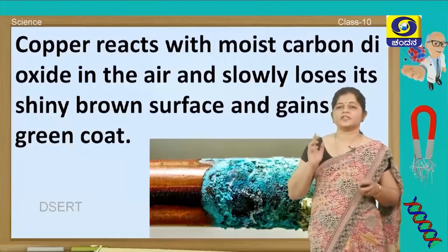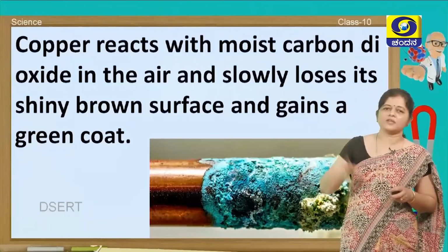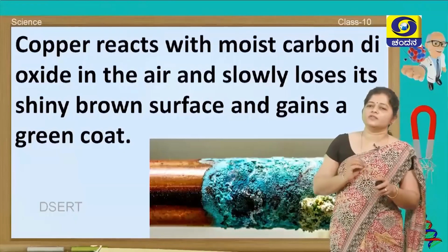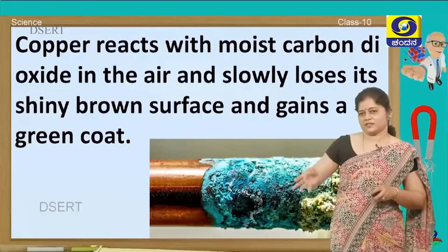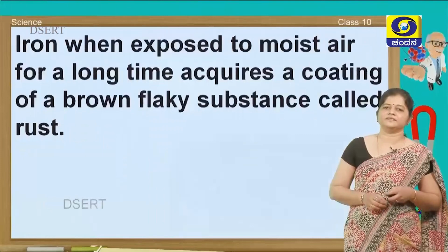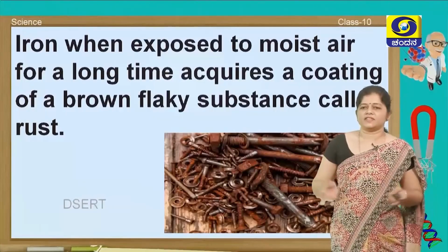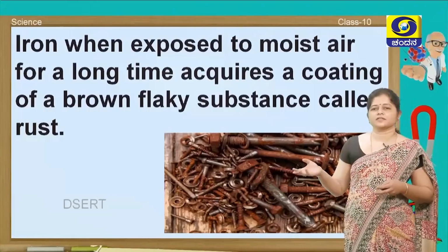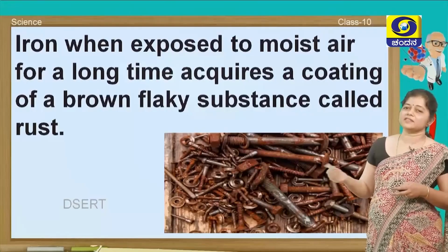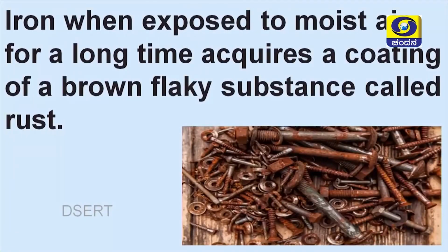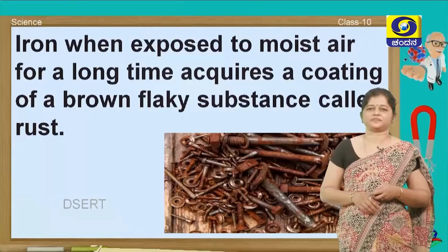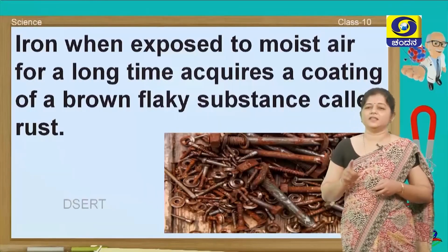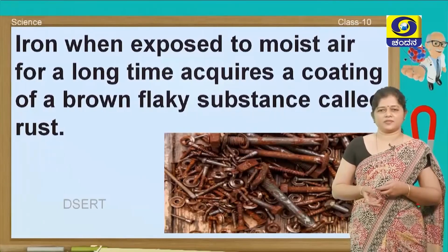It reacts with the moist carbon dioxide in the air, and it forms a carbonate which is green in color. And you have all seen this, experienced this. This is iron, but it is rusted. So, when iron is exposed to moist air for a long time, it acquires a coating of a brown flaky substance, and that is called rust. This you would have experienced also.